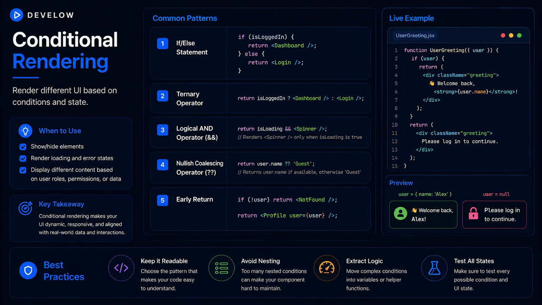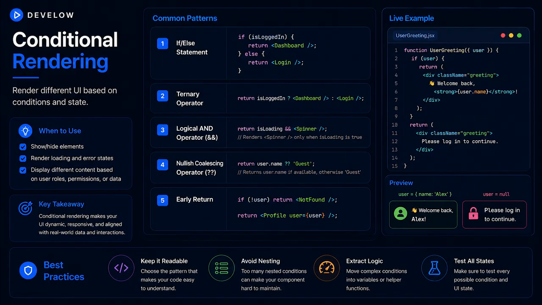In almost every real app, the screen changes based on what's going on. A loading spinner while data fetches. An error message when something fails. A welcome message when the user is logged in, and a sign-in prompt when they're not. That's conditional rendering, showing different UI depending on the current state.